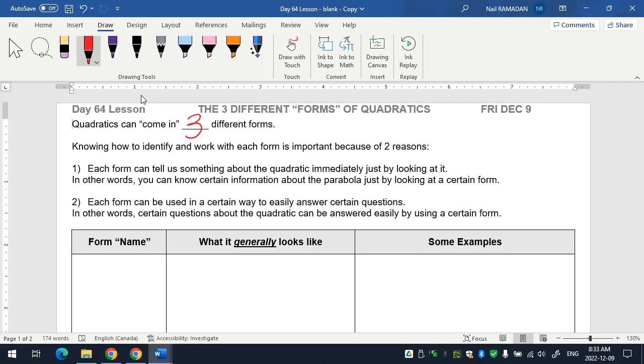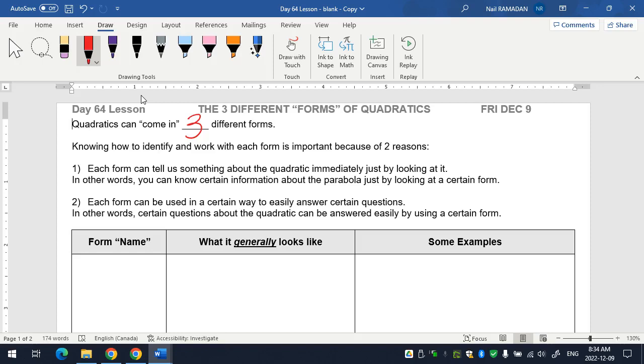Why can't we just live with one form and always use it? Because every single form has its own, I like to call it superpower. Every single form is good for something. Knowing how to identify and work with each form is important because of two reasons. Number one, each form can tell us something about the quadratic immediately just by looking at it. In other words, you can know certain information about the parabola.